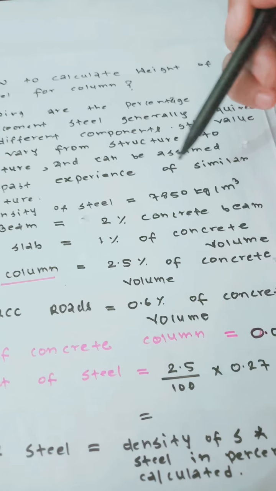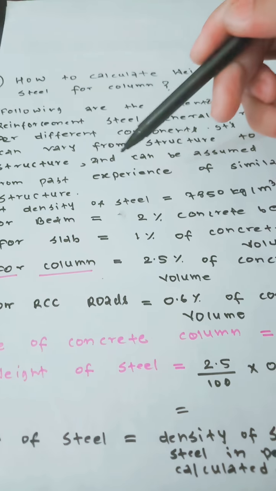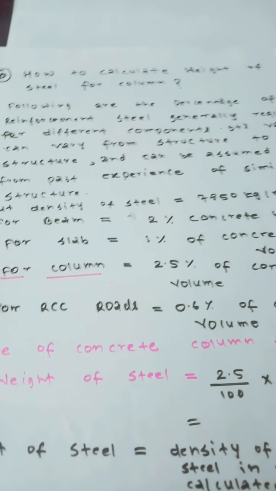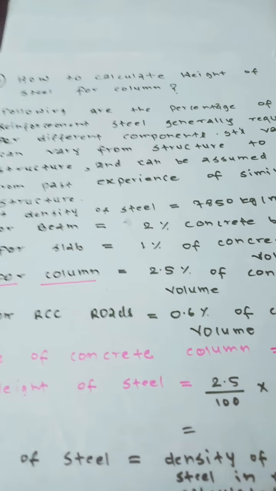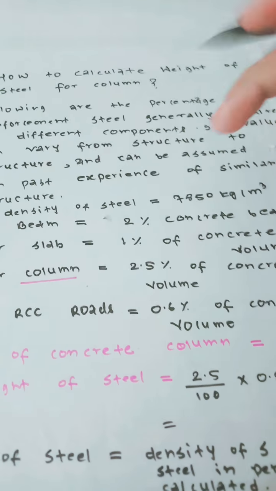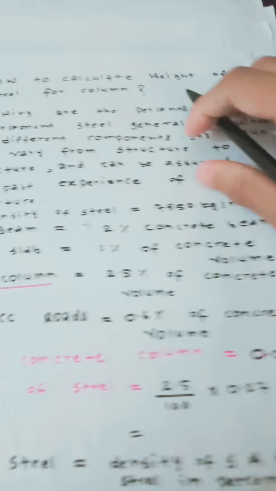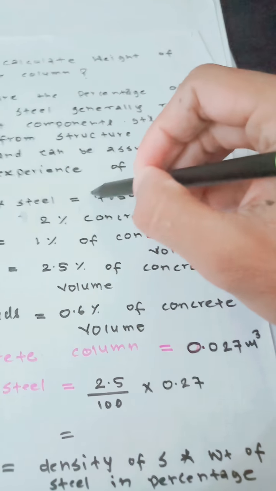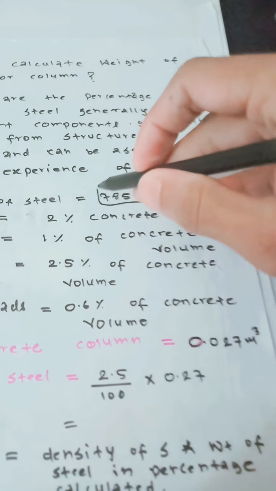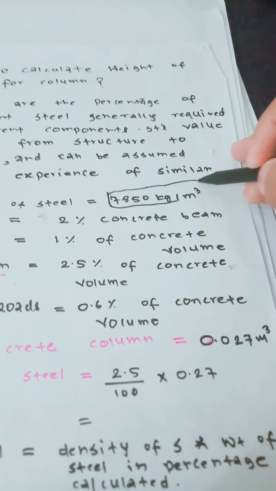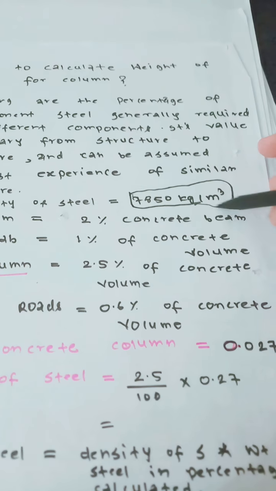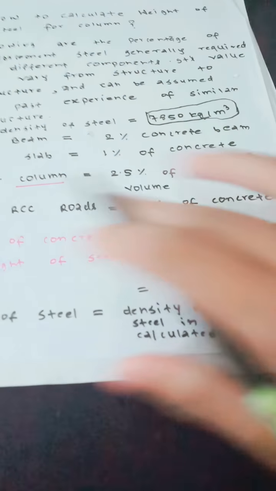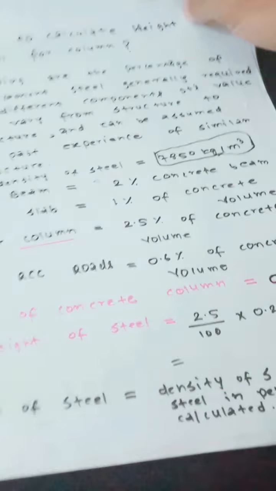Density of the steel is how much? This is a constant value, no? For any steel, the density is always 7850 kg per meter cube. Here you can see this, 7850 kg per meter cube. So I have the density. Now I can easily calculate the weight of the steel for any column.